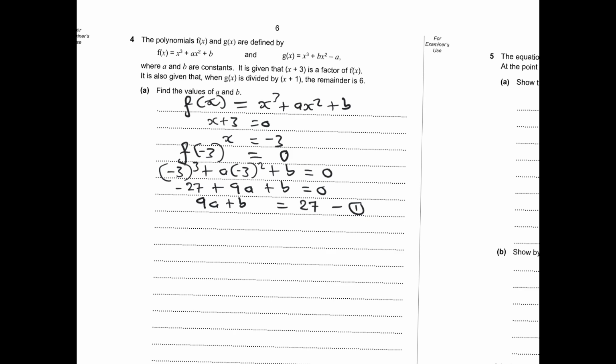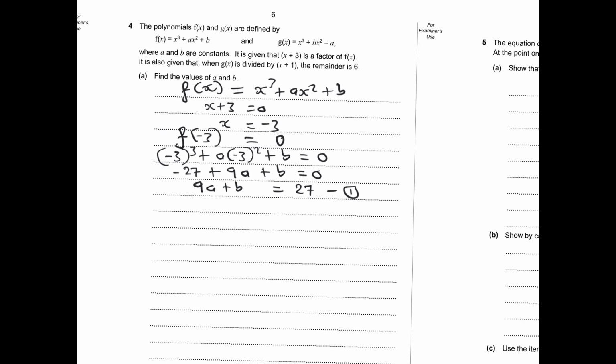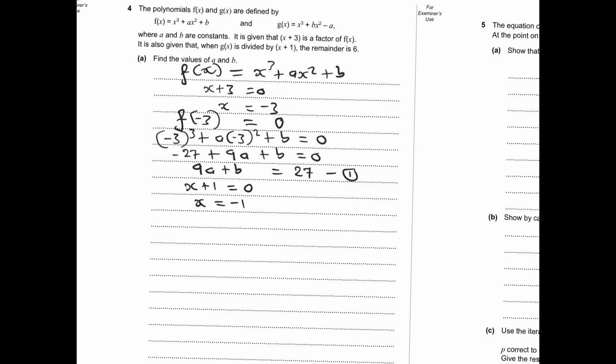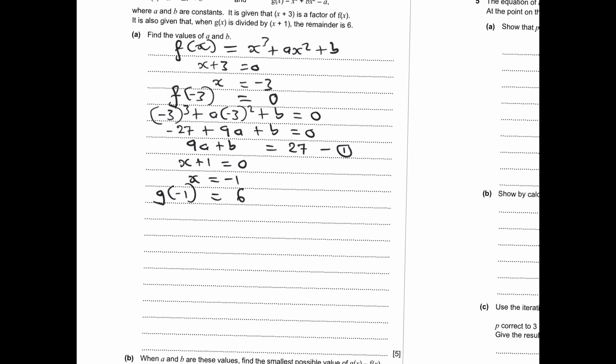All right. So I'll also create again another equation where we are saying if we divide g of x by x plus 1, the remainder is going to be 6. So for x plus 1, we need to get the value of x there. So the value of x is equal to negative 1. So again, I'm going to substitute g of negative 1. Okay. And I should expect to get what? 6. That is actually the remainder theorem.